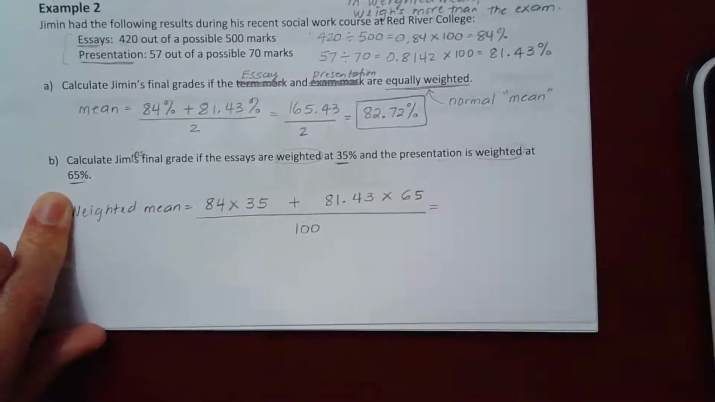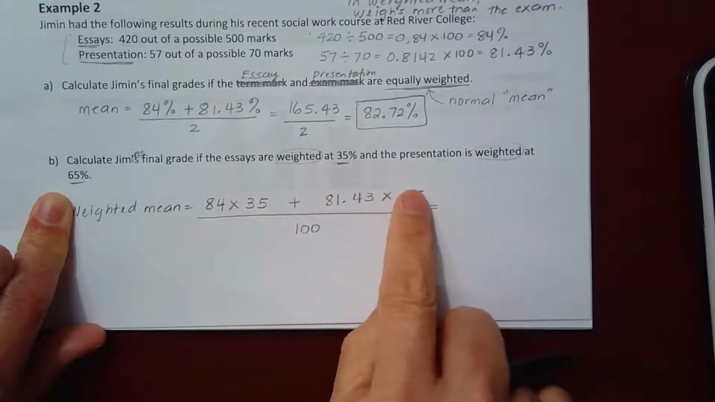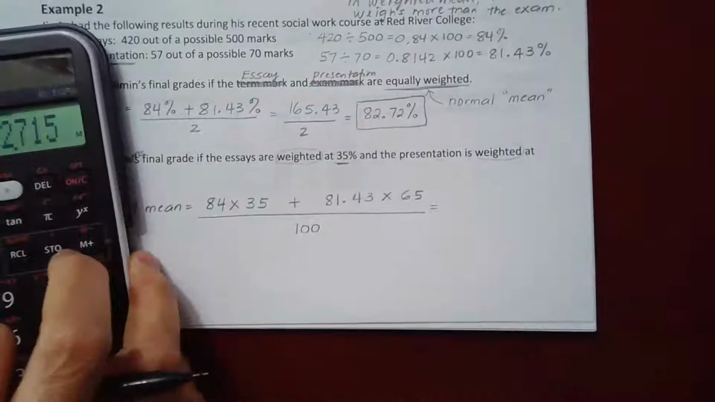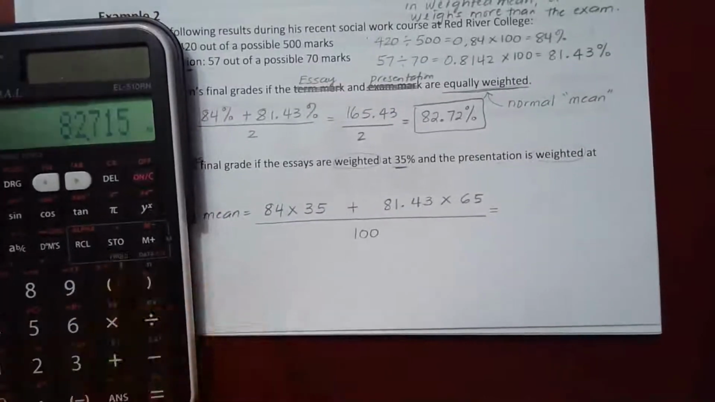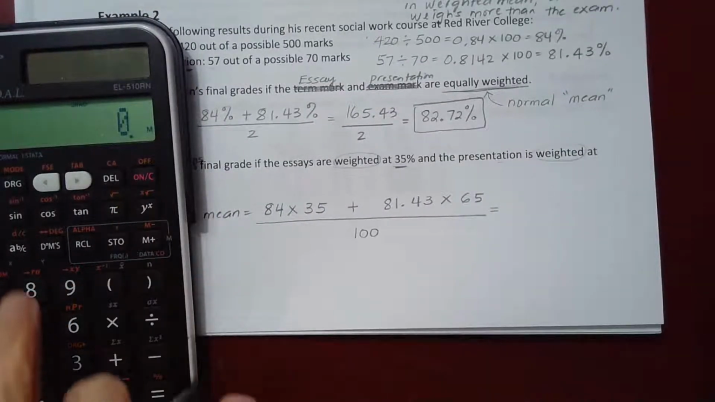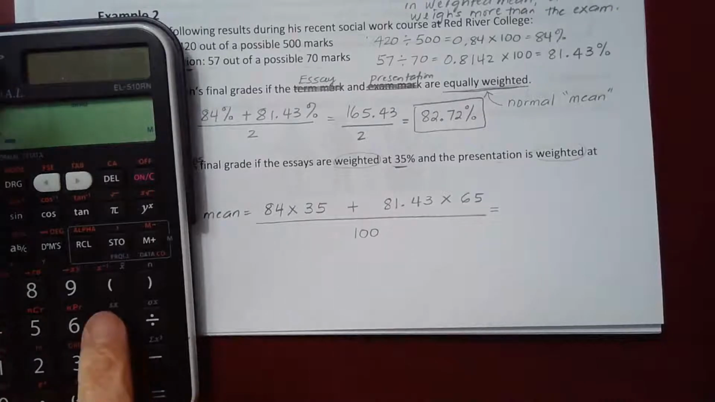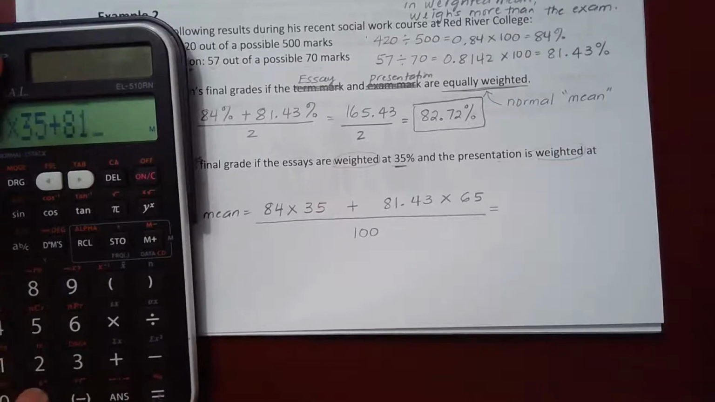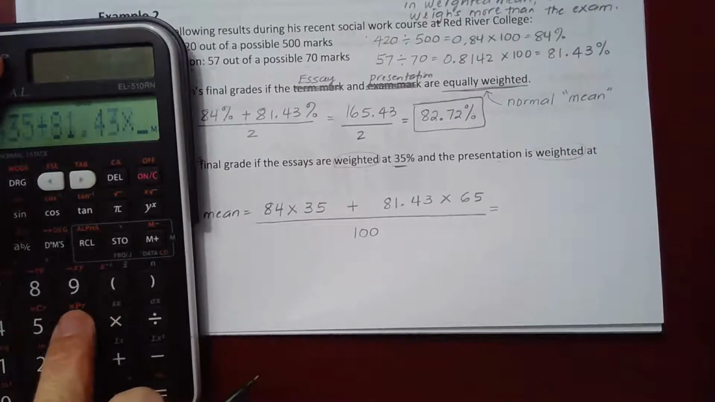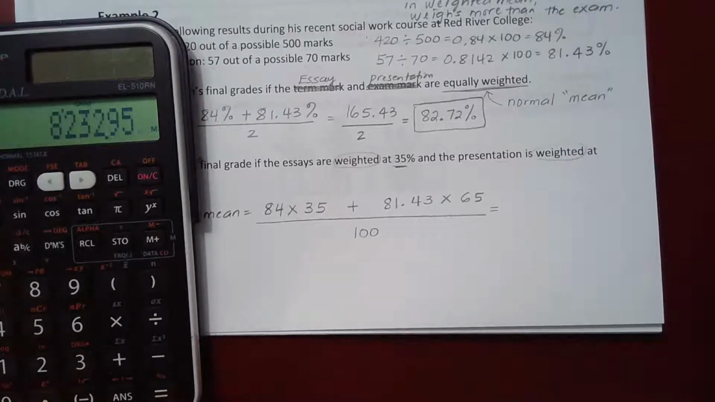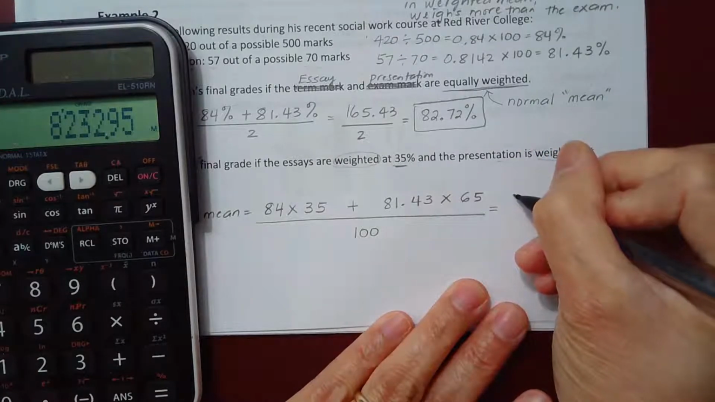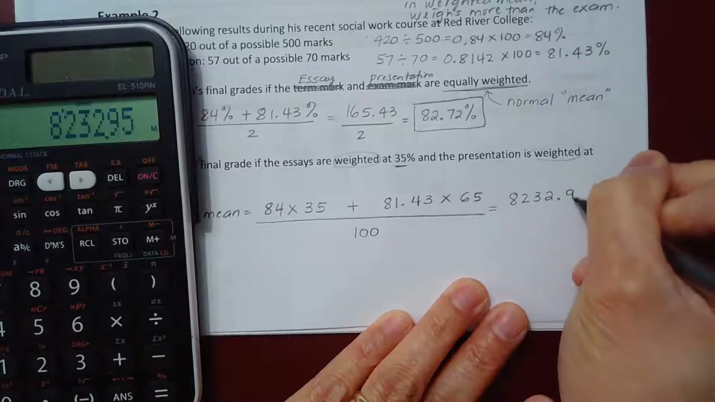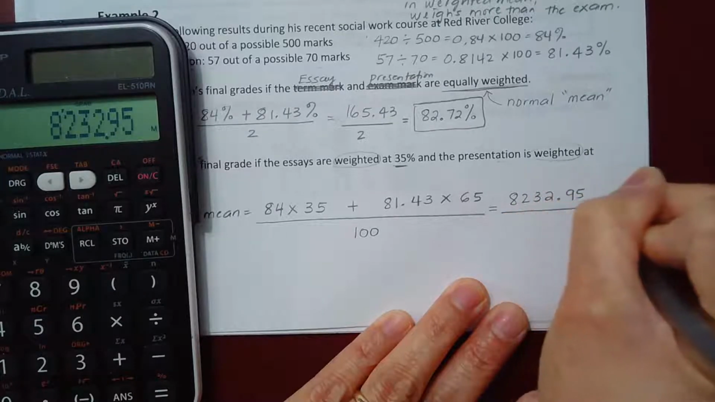Okay. So now let's figure out the numerator. Let's do the math up there and then keep on going. Okay, I'm going to see if I can show that. 84 times 35 plus 81.43 times 65 equals, just write that down, 8,232.95.